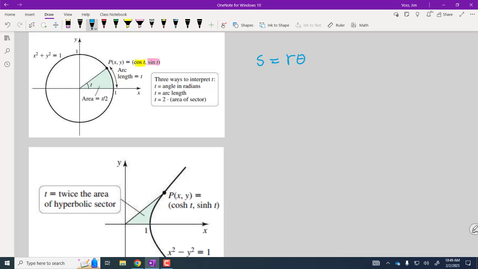The way I remember it is if you put your sector in standard position, there's S, there's R. I want to put that R on the bottom, because it looks a heck of a lot like slope. Theta is S divided by R. It's the circular rise divided by the run, or the radius. That's one way that you can remember it.